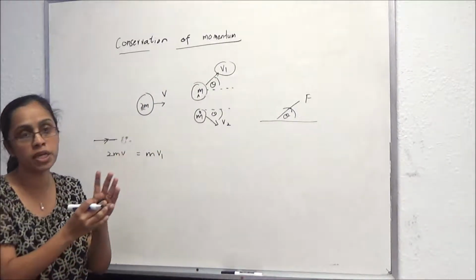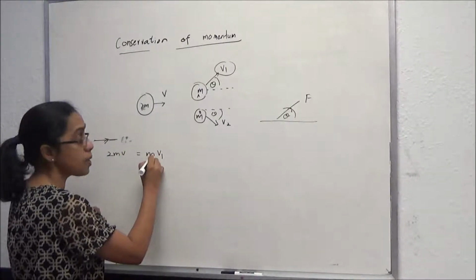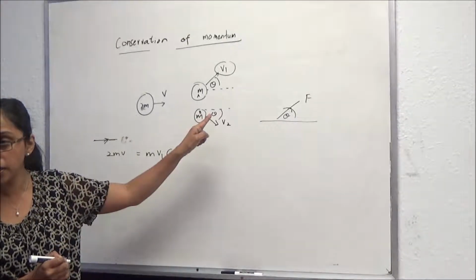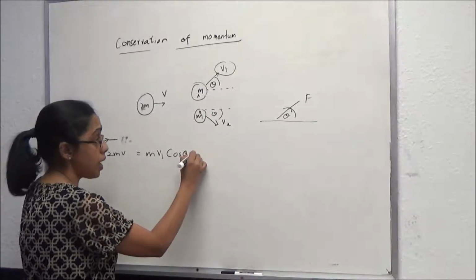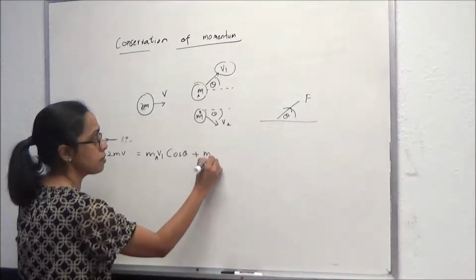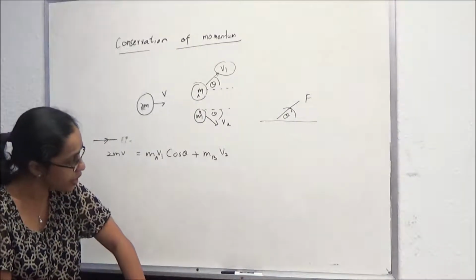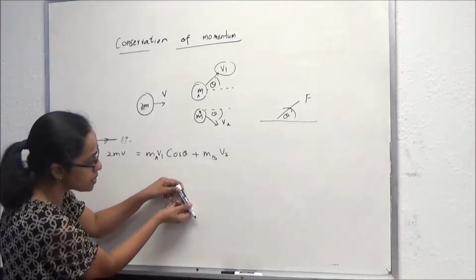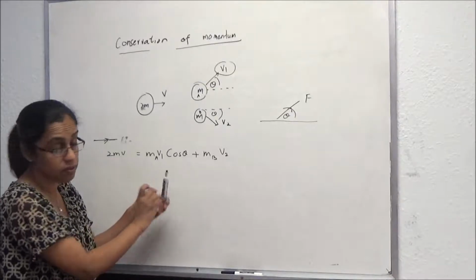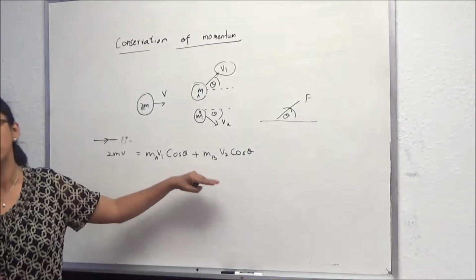So it should be mv1. What should it be? Is it cos theta or sin theta? You are close. Therefore, it should be mv1 cos theta. Okay, and what about this one? Plus MB. Okay, let's call it MA and MB, V2. Still, we are considering the forward direction, so its horizontal component will be in the forward direction. Do you understand that? So MB V2 cos theta. So this is the final.